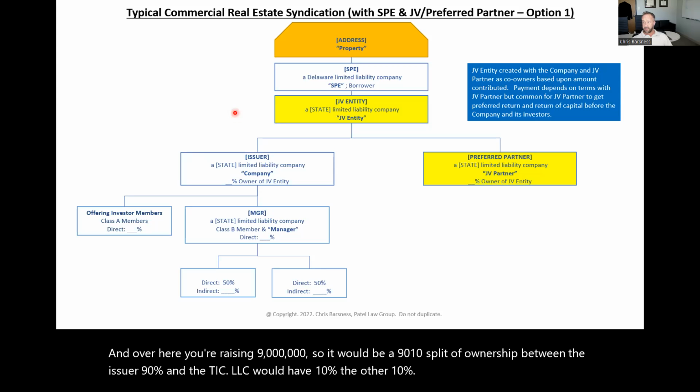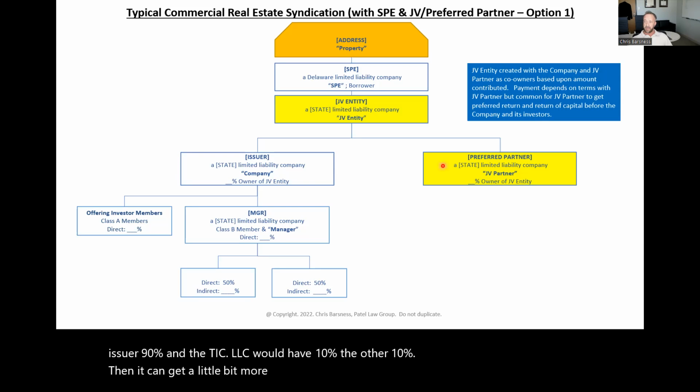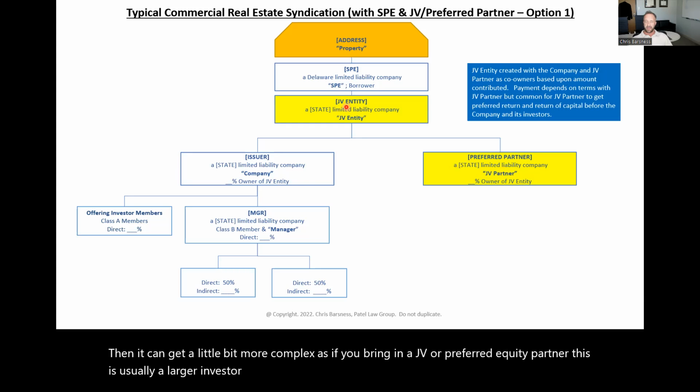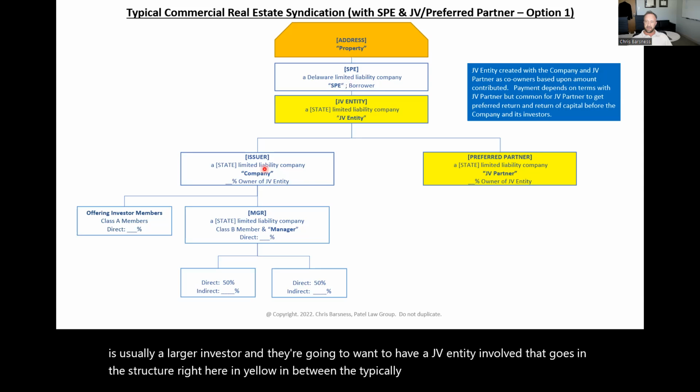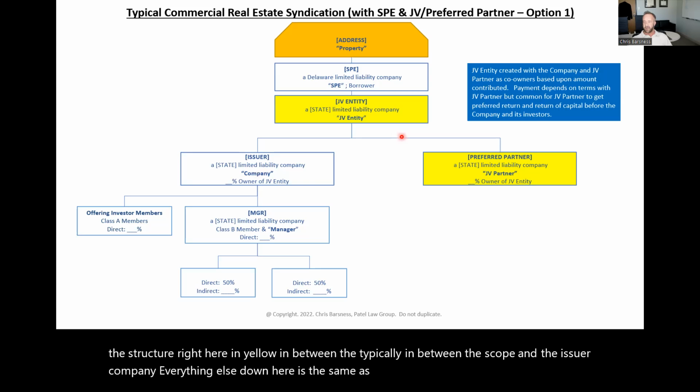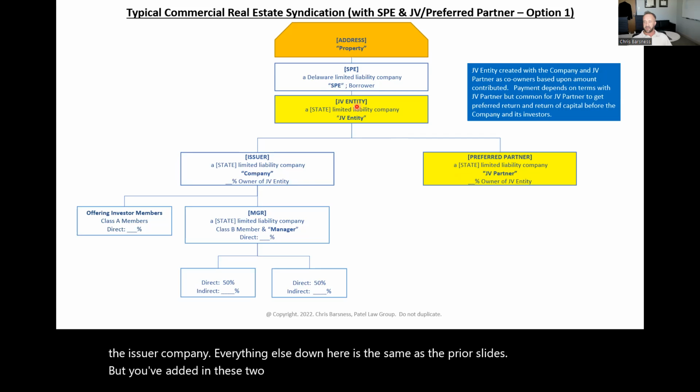Then it can get a little bit more complex as well if you bring in a JV or preferred equity partner. This is usually a larger investor, and they're going to want to have a JV entity involved. That goes in the structure right here in yellow, typically in between the SPE and the issuer company. Everything else down here is the same as the prior slides, but you've added in these two yellow entities where you've got the JV entity and then the preferred equity partner that's usually going to get their pref or their preferred equity prior to the other investors down here.